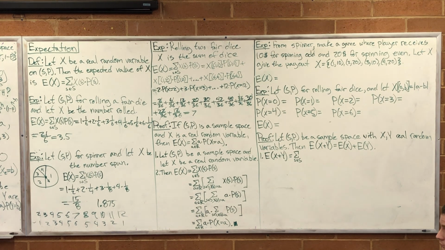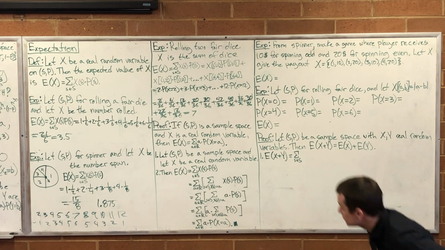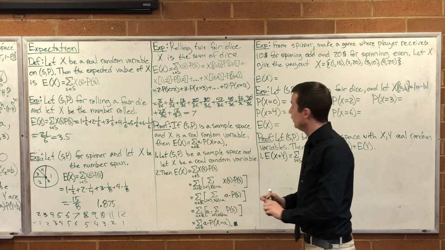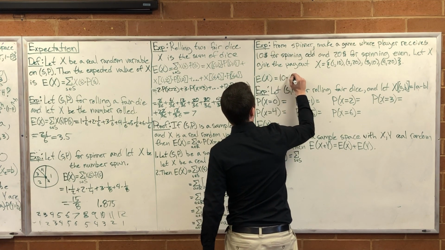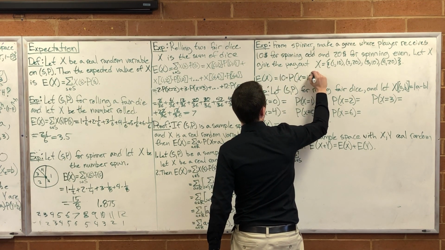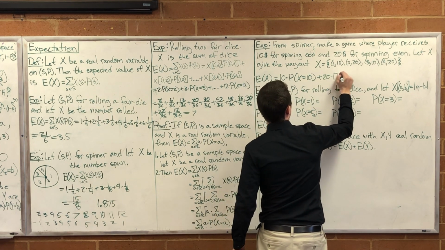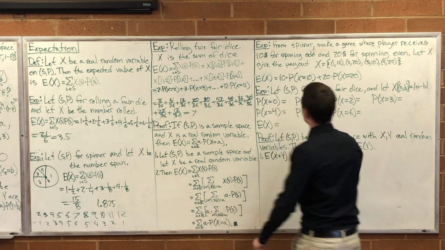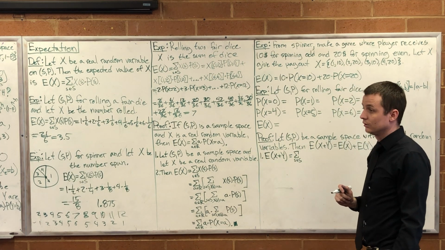What are all the possible values X can take? What are all the possible values X can spit out? 10 and 20, right? X of S can be 10 or X of S can be 20. So this is going to be equal to 10 times the probability that X is equal to 10 plus 20 times the probability that X is equal to 20. Follow that?